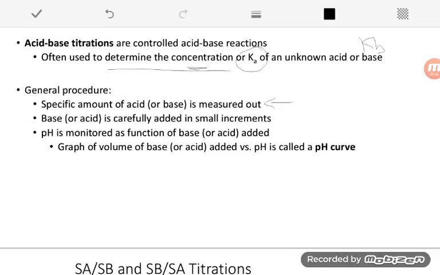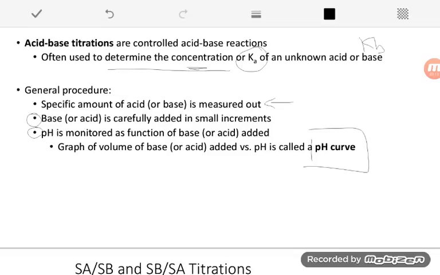Then you take a base or an acid. So if you started with an acid, you add a base. If you start with a base, you add an acid. And this solution you know everything about. You know its concentration, you know everything about it, and you're going to carefully add it in small increments. As you add it, you're going to measure the pH. So as you measure that pH, you're going to make a curve that we call a pH curve. So it's just a graph of the pH as you add that acid or base.